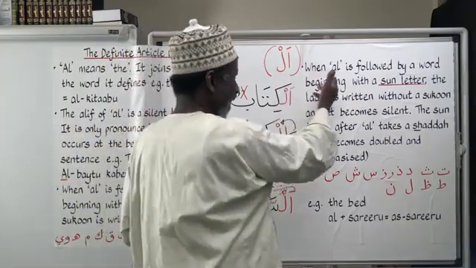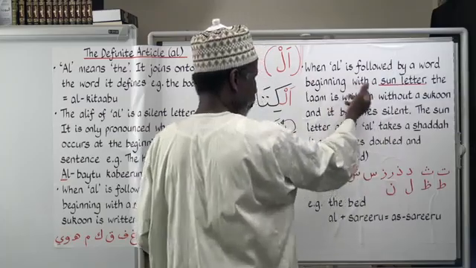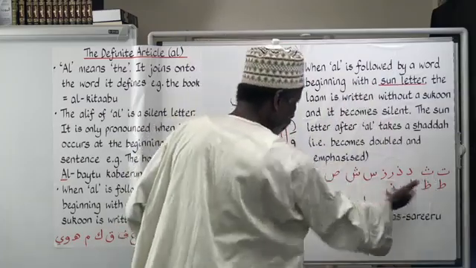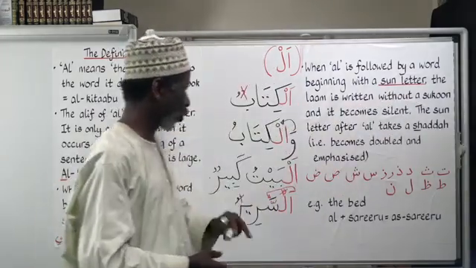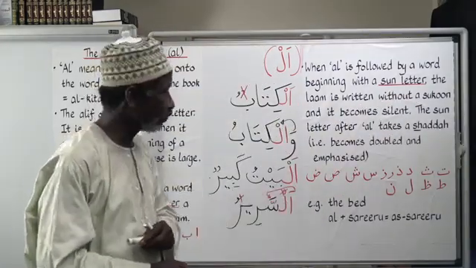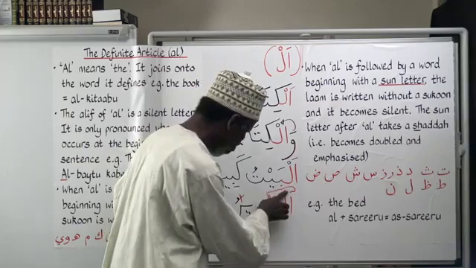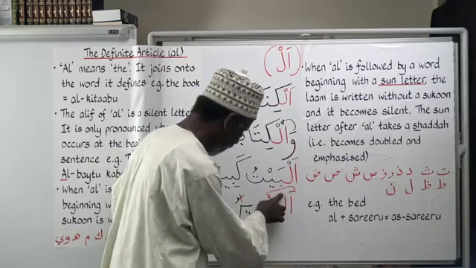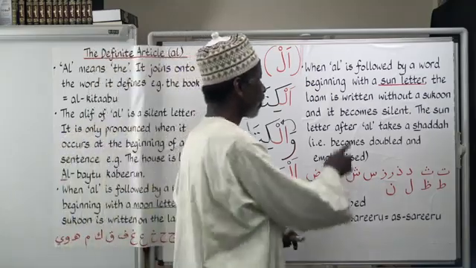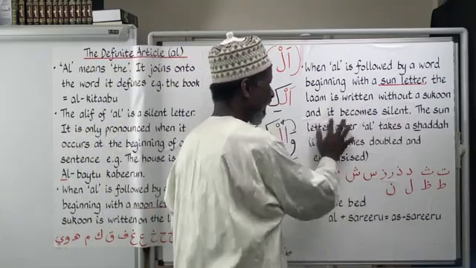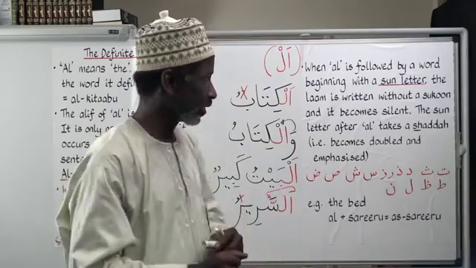So when L is followed by a word beginning with a sun letter, which means one of these letters, the lam is written without a sukun. The sukun will be removed, so you just remove the sukun from on top of that lam. So you have as-sariru. The lam is written without a sukun and it becomes silent.